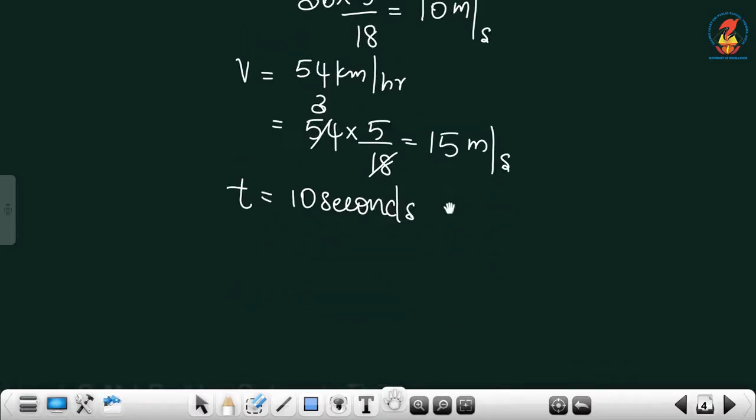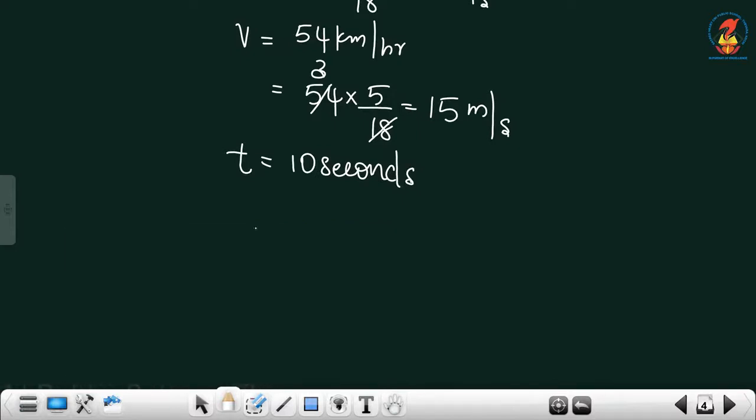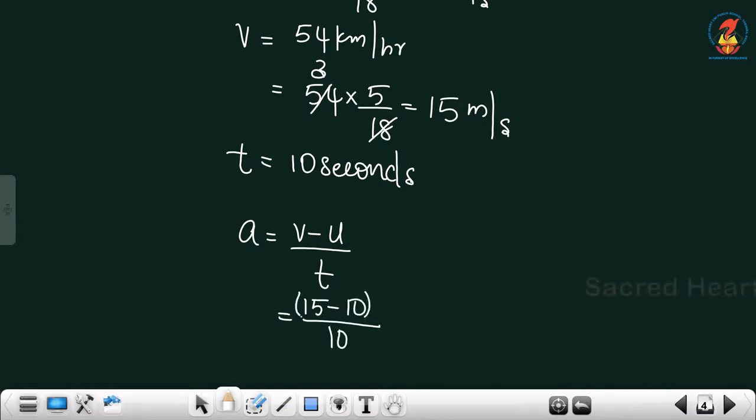So, we will write the equation: a equal to v minus u by t, that is equal to 15 minus 10 divided by 10. Don't cancel this 10 and this 10. Okay. First you do this calculation, that is inside the bracket, then you need to divide with 10. After that you can divide it by 10.